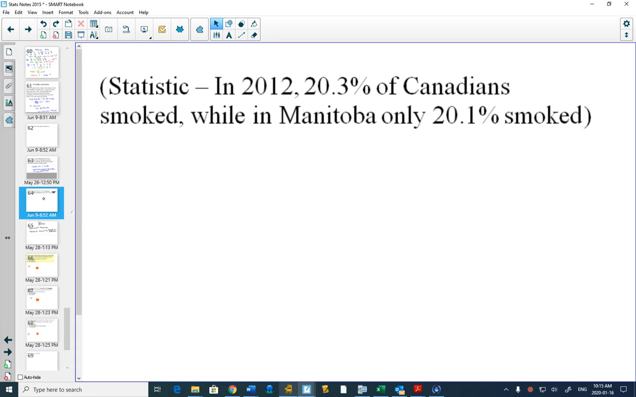Interesting. Actual statistic in 2012, 20.3% of Canadians smoked, while in Manitoba, only 20.1% of Manitobans smoked in 2012. What do you think is the trend right now? Do you think that number is the same, or do you think that number is going down? I would hope it's going down as well. I think vaping is going up, so it depends if they include smoking with this. Maybe.